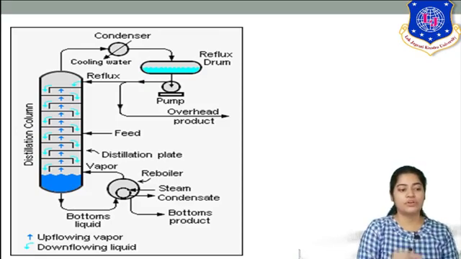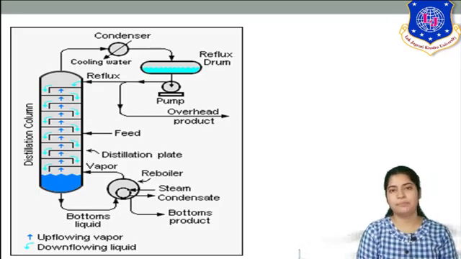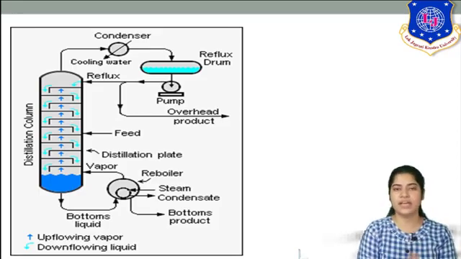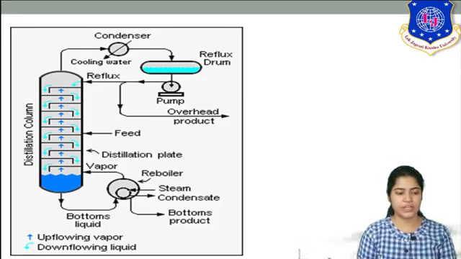Okay, so downward, your liquid is flowing downward, your vapor is rising upward. So those are the multiple stages. Okay, in the top you can see the condenser. What does your condenser do? It condenses the vapor into liquid.